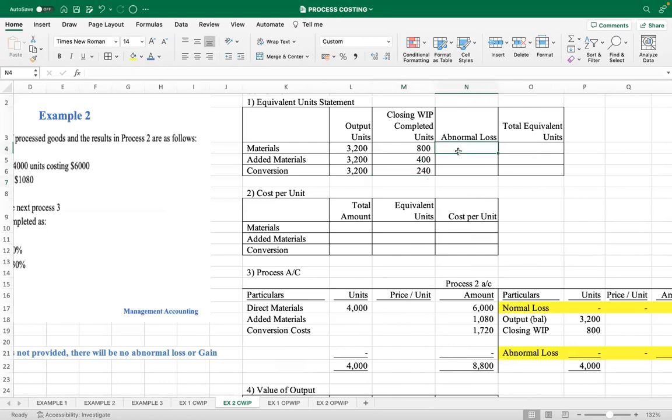Now, there was no abnormal loss because there is no normal loss. So it is 0. So what is our total equivalent units? 3,200 plus 800 plus 0. So it gives you 4,000 as your equivalent units. We come here. Our equivalent units is 4,000.